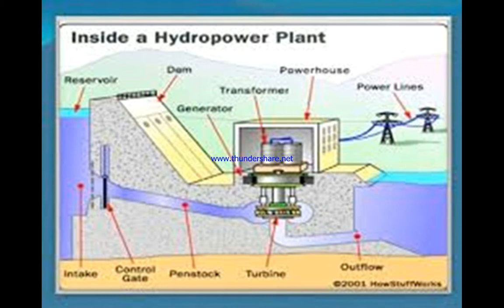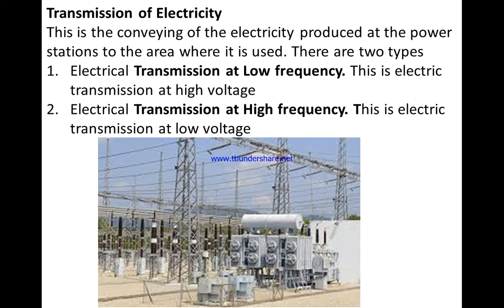The electricity thus produced is stepped up by a step-up transformer into a high voltage. The high voltage electricity is then transmitted by power lines to the power station. From the power station, the electricity is once again stepped down and then distributed to our various homes and offices. We will see this in the next slide.